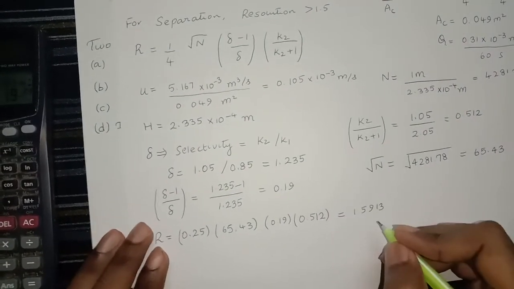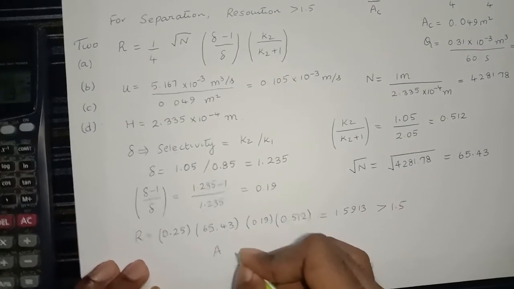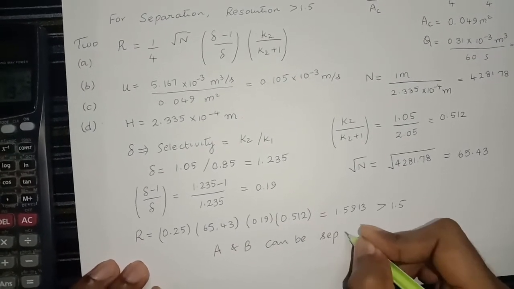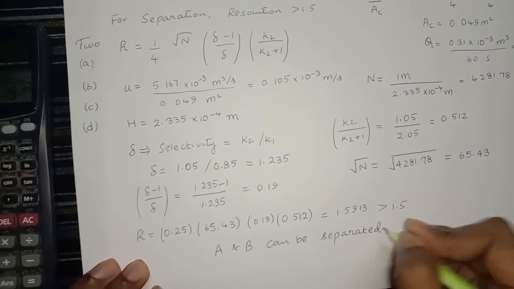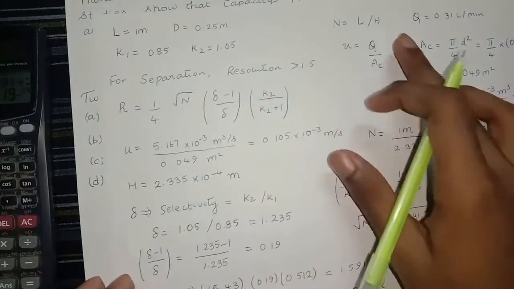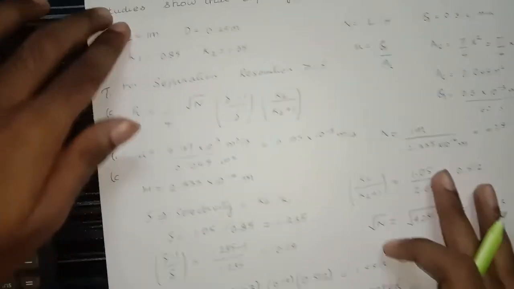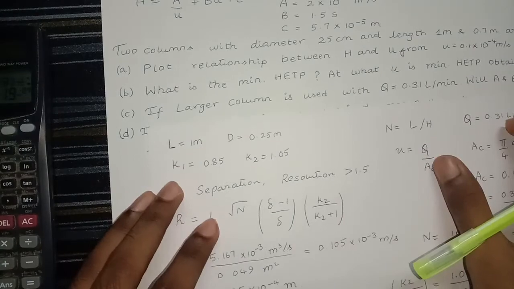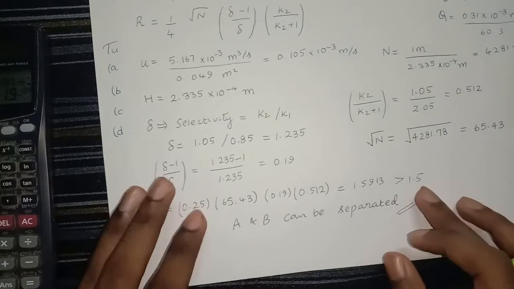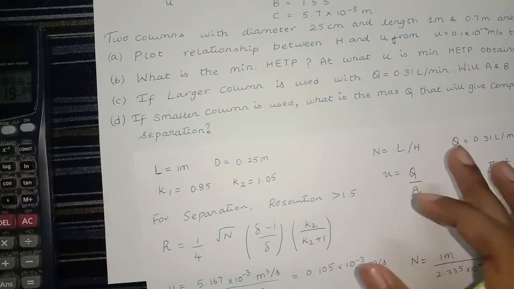We got a resolution of 1.5913, which is definitely greater than 1.5. So A and B can be separated by this large column of length 1 meter, diameter 0.25 meter, at a volumetric flow rate of 0.31 liter per minute. So we've solved part C. Will A and B be separated? Yes, they can be separated because the resolution is 1.5913, which is greater than 1.5. Okay, let's solve part D in the last video.